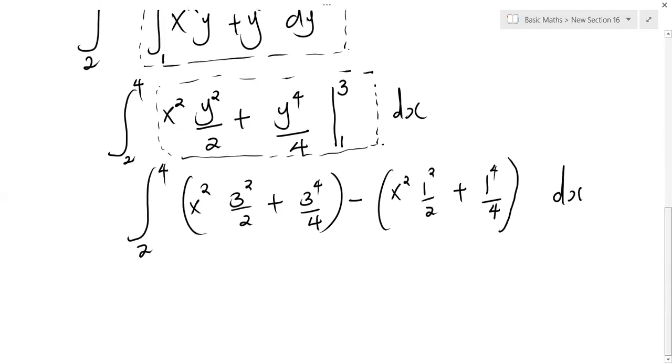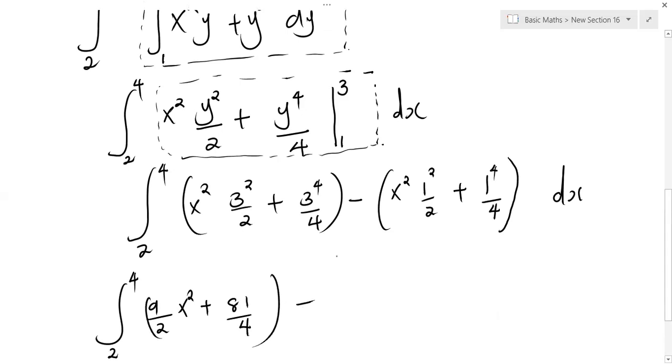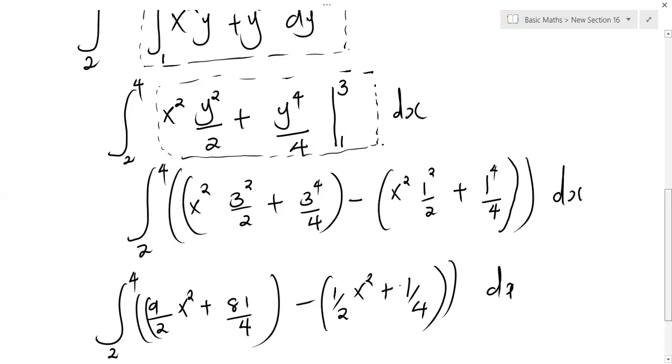So evaluating this, we are going to get, so integral from 2 to 4, this is going to give us 9 over 2 x squared, plus this is 3 raised to power 4, so that is 81 over 4, minus, on this other side we have x squared over 2, or a half x squared, plus 1 over 4. Then dx. So after we do all this, that's when we evaluate with respect to x.